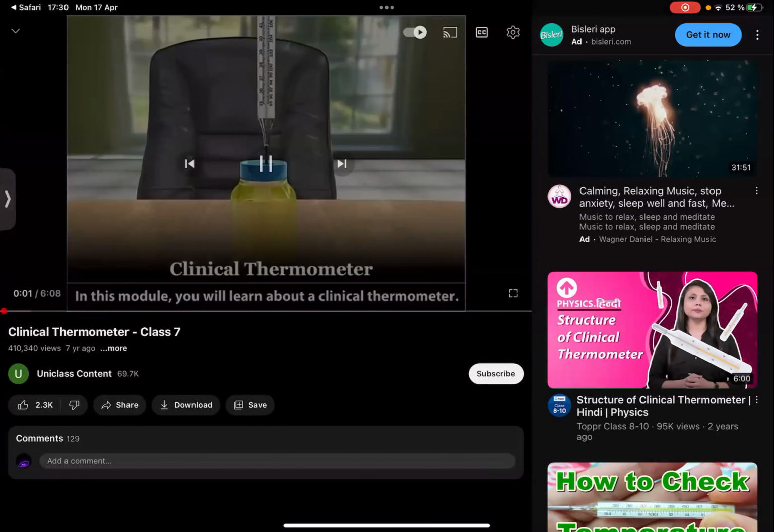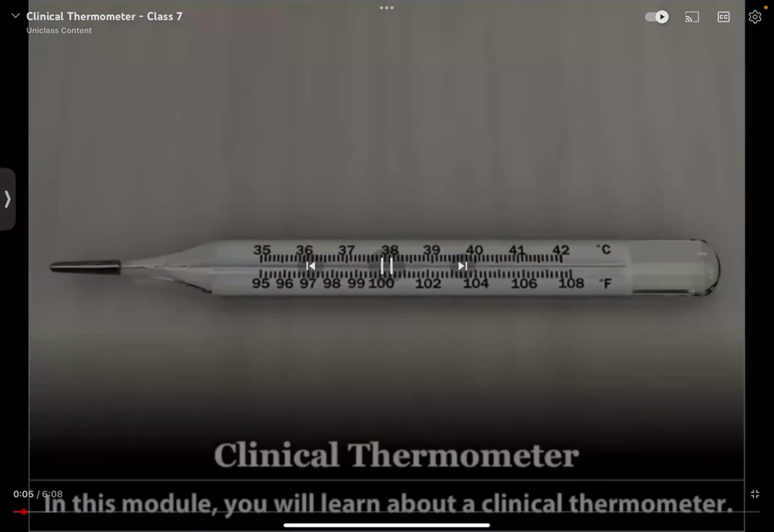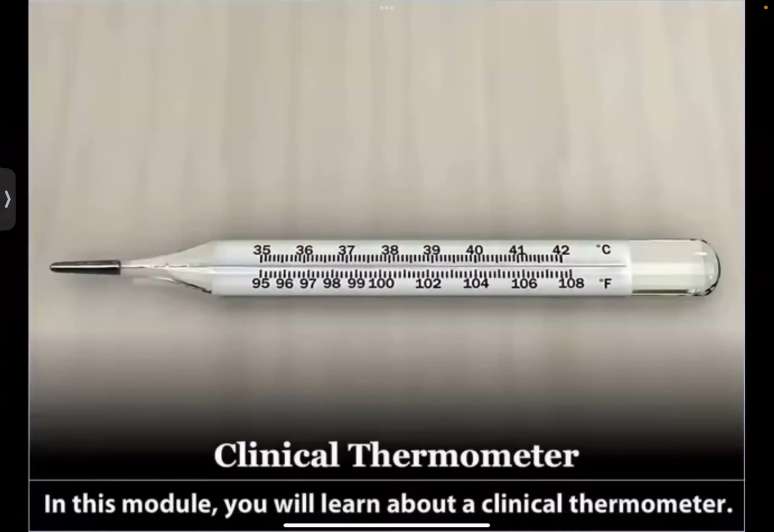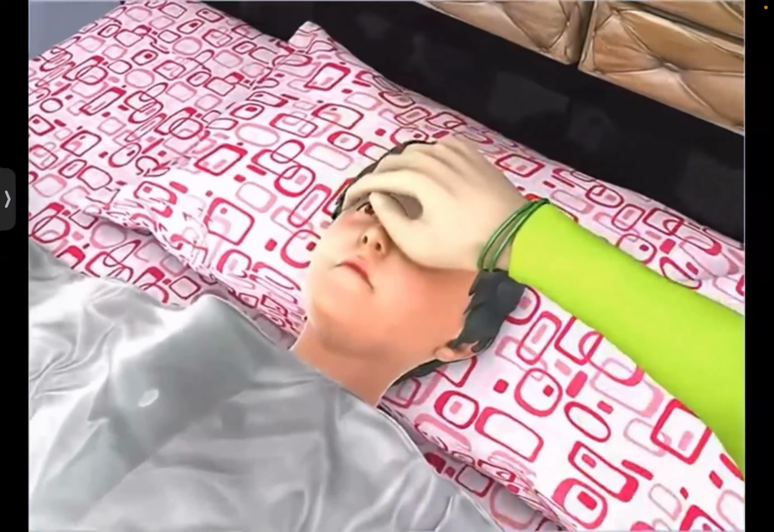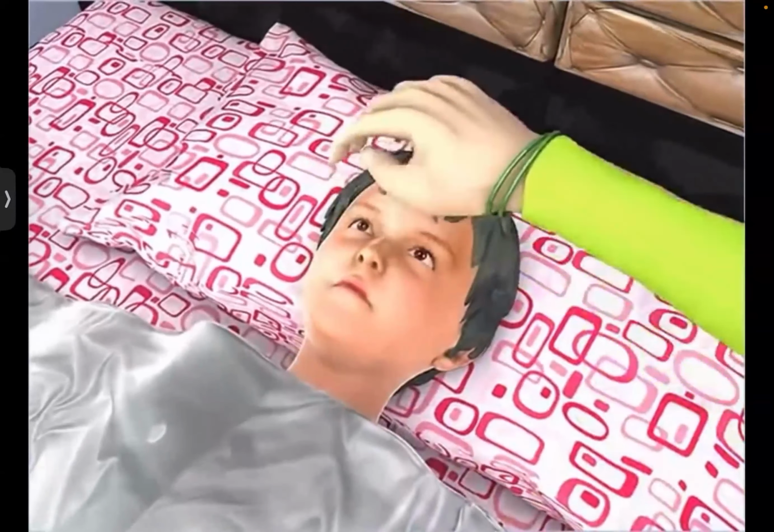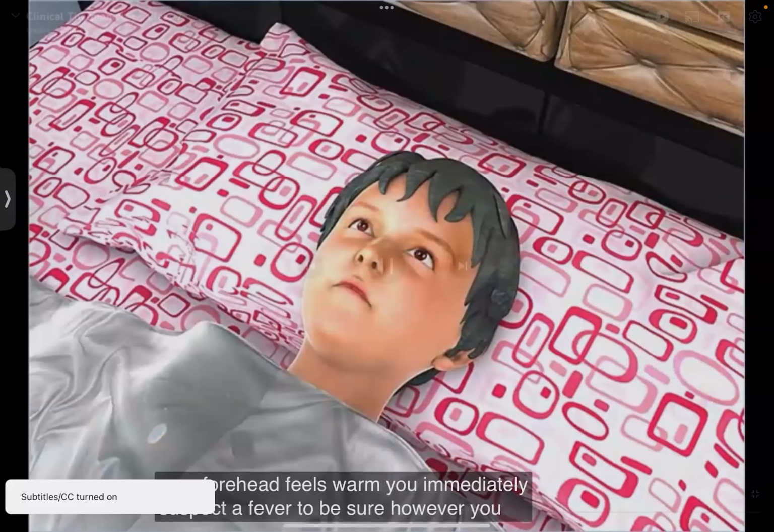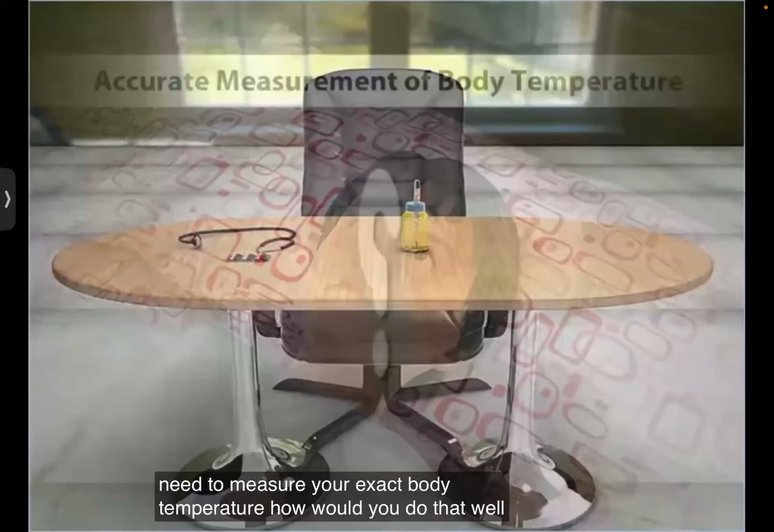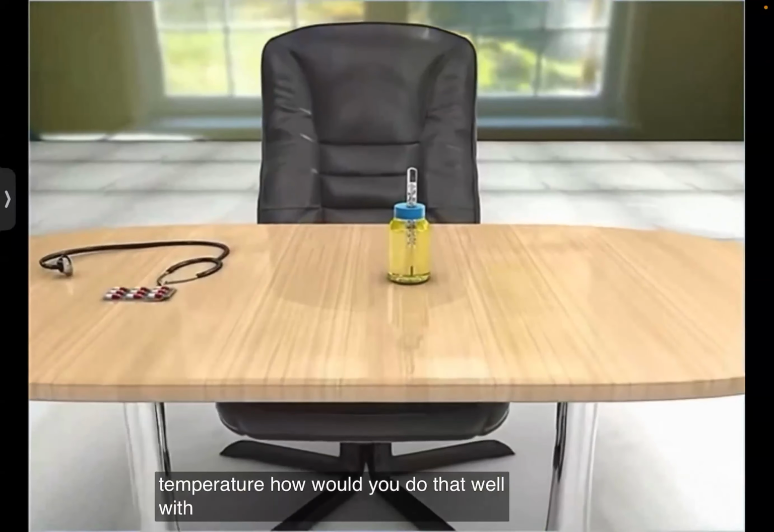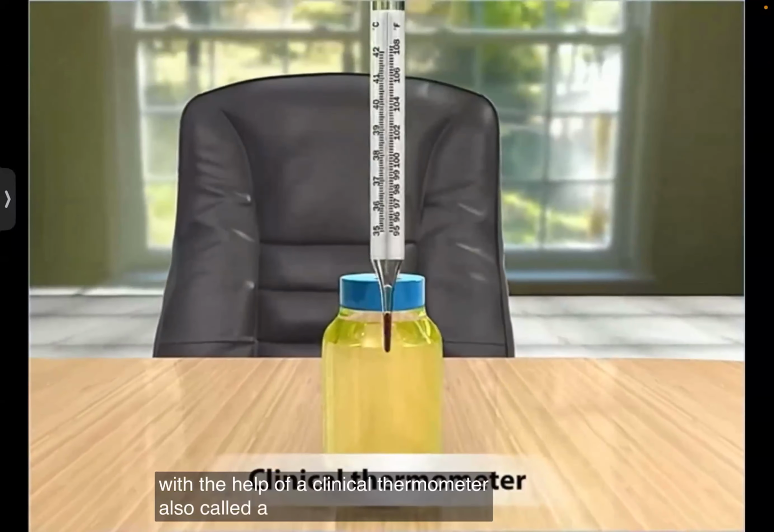Clinical thermometer. In this module, you will learn about a clinical thermometer. Your forehead feels warm. You immediately suspect a fever. To be sure, however, you need to measure your exact body temperature. How would you do that? Well, with the help of a clinical thermometer, also called a doctor's thermometer.